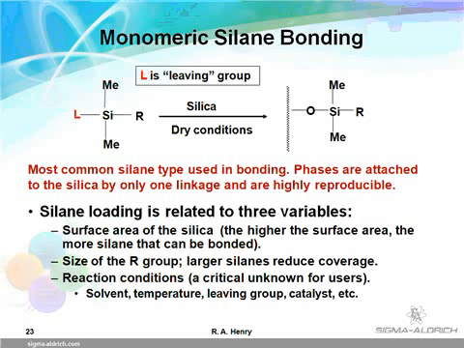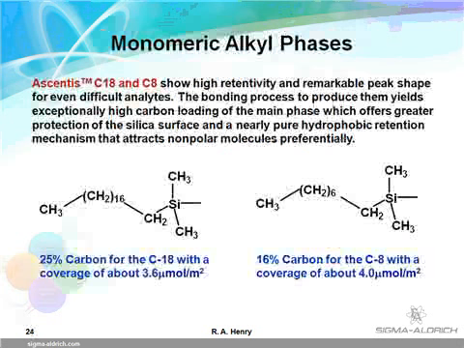Monofunctional reagents are popular in part because they are highly reproducible. Polymeric reagents employ multiple reactive leaving groups and may be employed to add extra stability or special shape selectivity to the stationary phase. Two examples of popular monofunctional bonded phases are Ascentis C18 and C8, as shown in the slide. Both have high phase loading and are very retentive for solutes in a reverse phase mode.